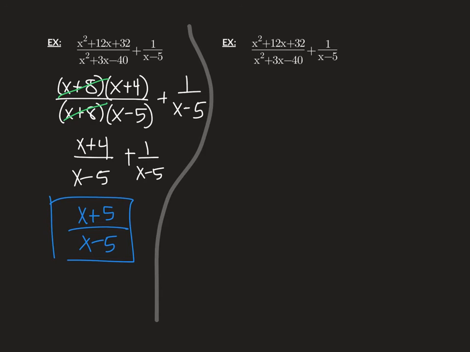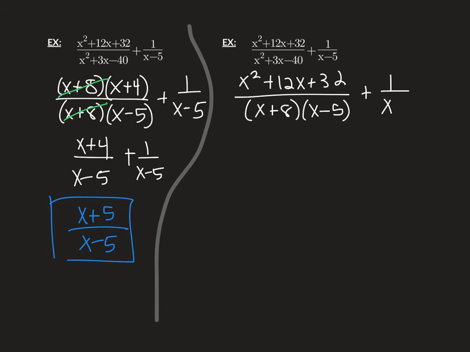Looking at this problem again, let's say maybe that you didn't notice that those were the same, and you went through and you only factored the denominator. So you did x squared plus 12x plus 32 over (x plus 8)(x minus 5). Well, the factoring won't be any different in the denominator. So then what you should say to yourself is, okay, what is my common denominator? Well, they both have an x minus 5, and what's missing is the x plus 8.